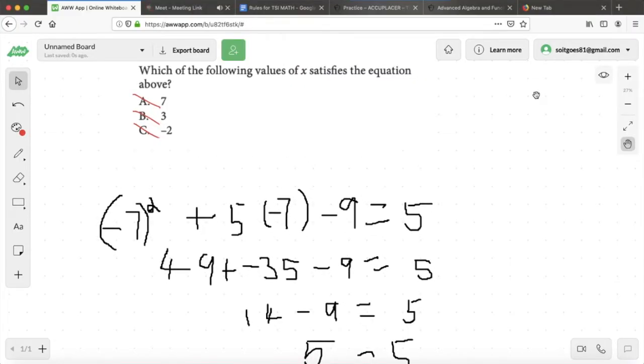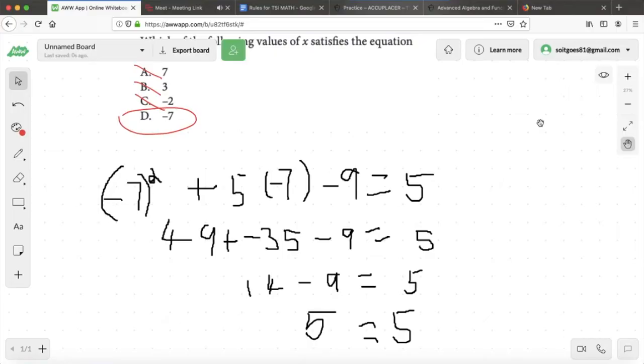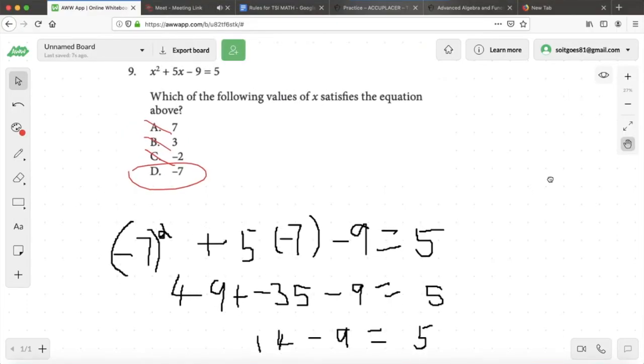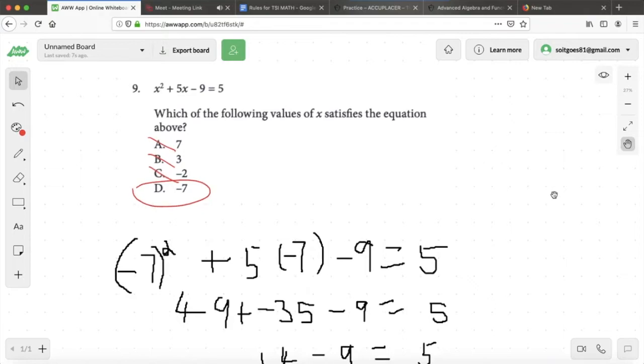Answer choice D. We've eliminated A, B, and C, and we've confirmed it is indeed answer choice D. You feel pretty confident about that answer choice, D? Yeah, you should. You get that one right. No question. Any questions about that?